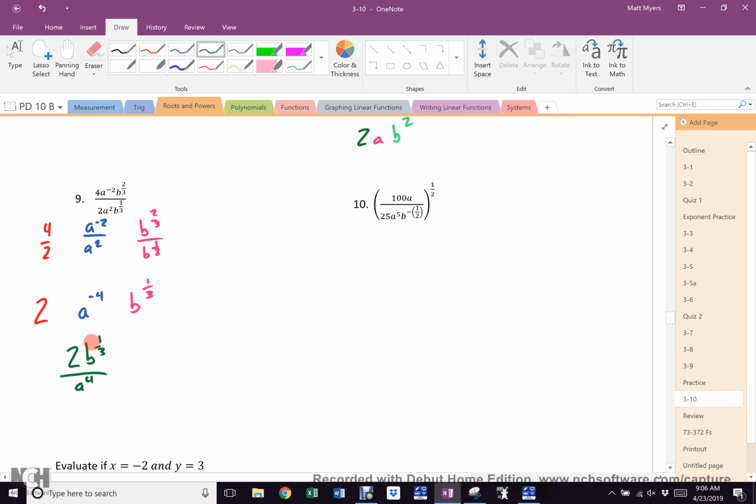Now, exponential or radical form? Keep saying it. Exponential. What is the other way I might ask for that answer? Radical form. Which part of that will become radical? Only the b. 2 cube root b to what power? 1. Do we write 1 as a power? No. Over what? To the 4th. Yeah, yeah, yeah. 10 scares you.